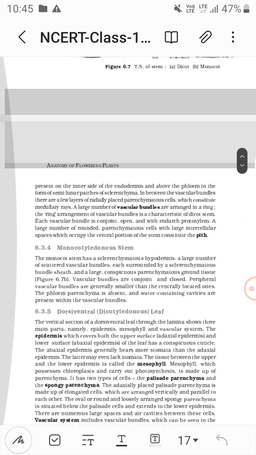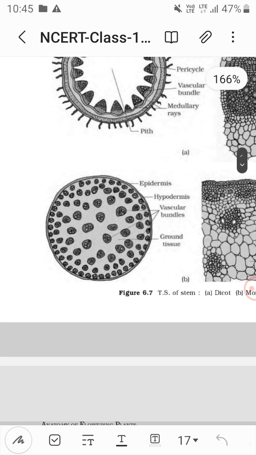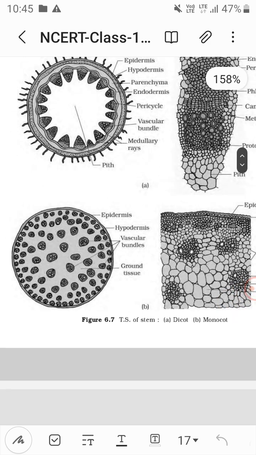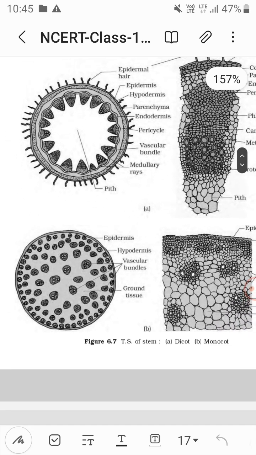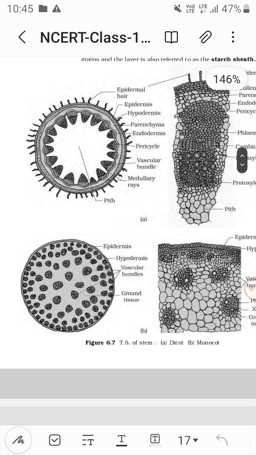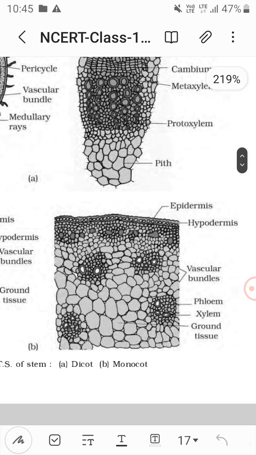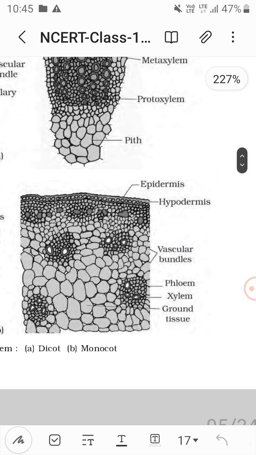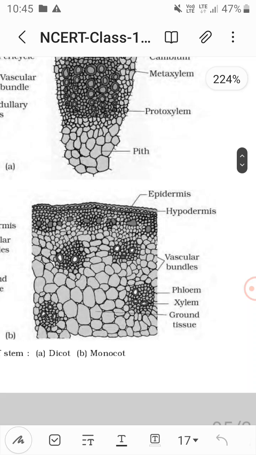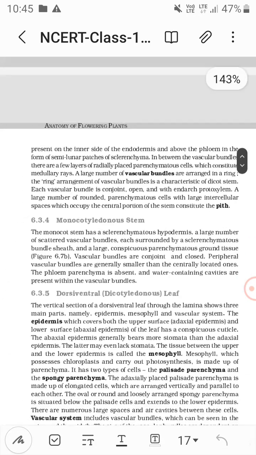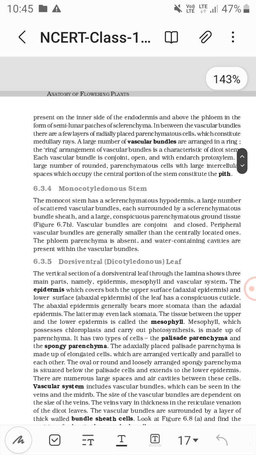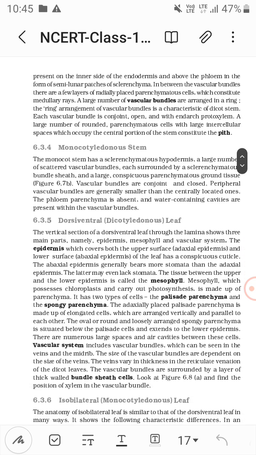Now monocotyledonous stem, see in the diagram, transverse section of stem, dicot and monocot. So in monocot you see epidermis, then hypodermis, then vascular bundles, smaller on periphery, larger in central, then ground tissue not differentiated. Now epidermis, hypodermis, vascular bundles, then phloem, then xylem, then ground tissue. So this is the monocotyledonous stem.